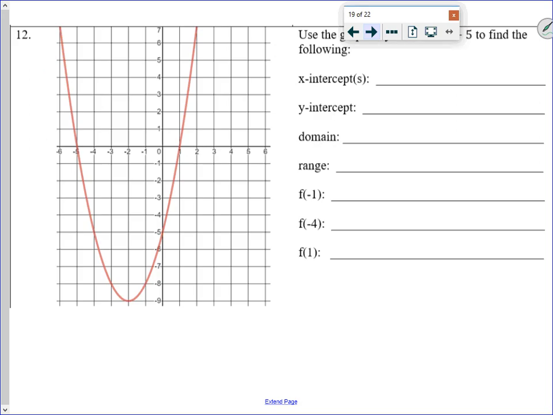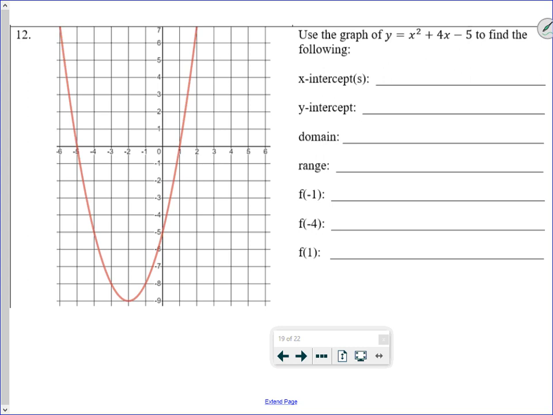All right, so let's break down these here. Find the following. So the x-intercepts are -5 and 1. We should write that as a set of values. The y-intercept is -5. And if you're in my classes, I already taught you that when you have y equals ax squared plus bx plus c, c is always the y-intercept.